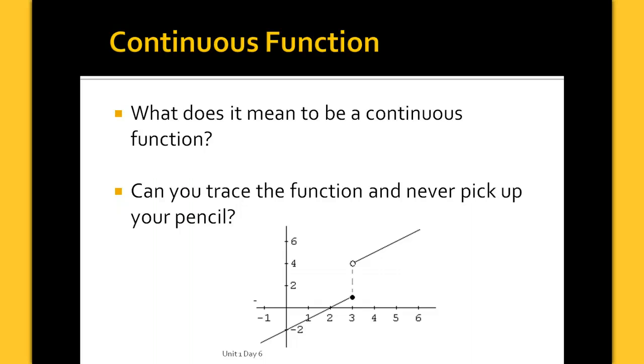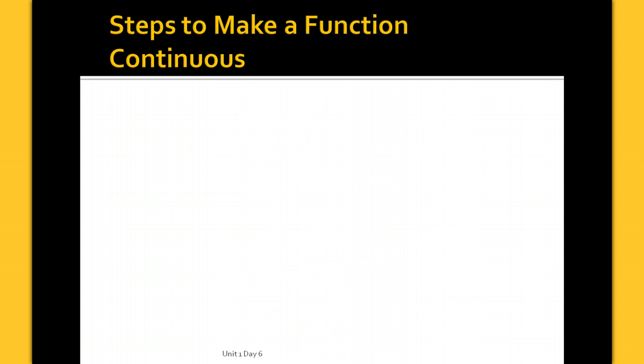So if we look at this example, we see that as you trace along from -1 until 3, you're fine without picking up your pencil. But the moment that you hit 3 and after, you have to pick it up to pick up the other piece that's starting up at y equals 4. So this function that's represented would be not continuous at x equals 3.